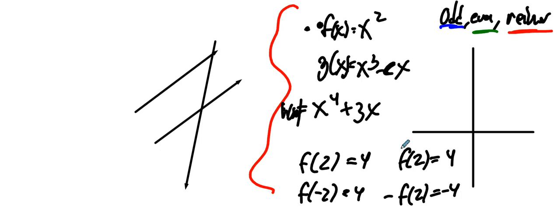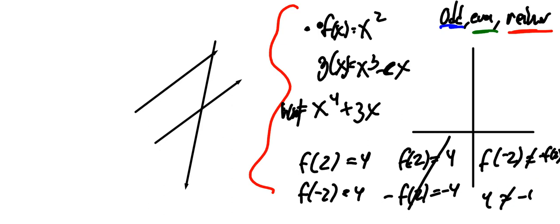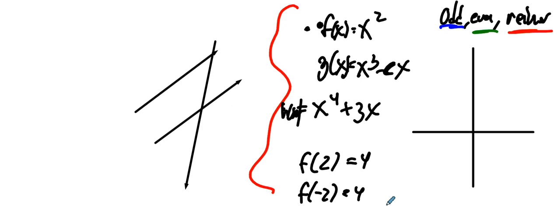So it's not odd. That means f of negative 2 is not equal to negative f of 2. So f of negative 2 is 4, and it's not equal to negative 4. So it's not this. Essentially, what happens is that this is an even function. So that means this here is even. Now let's check this one.